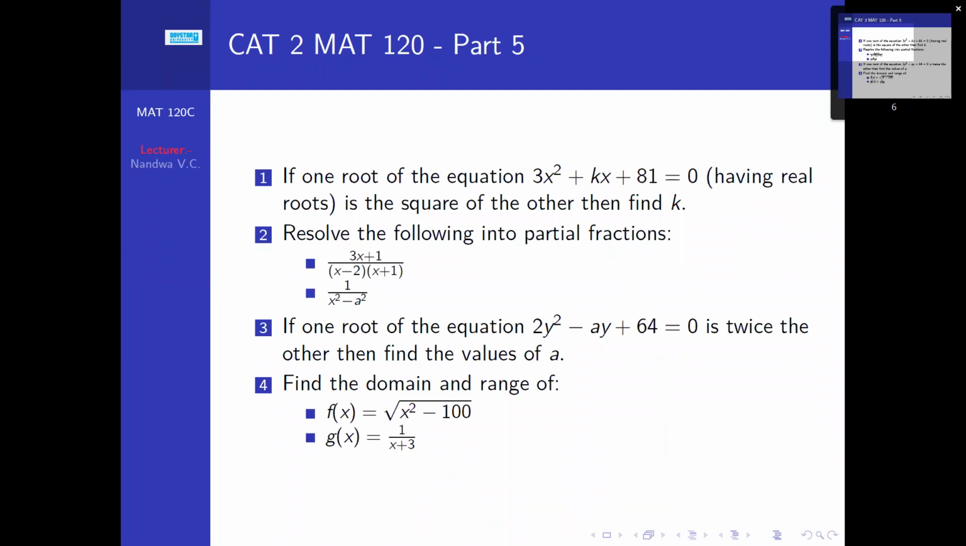So one root of the equation is the square of the other root. Find the value of k. Then the second is to resolve the given functions into partial fractions. And then number 3 is also testing on quadratic equation with the roots. Lastly is to find the domain and range of the given functions. So let's briefly discuss the solution to the first question.